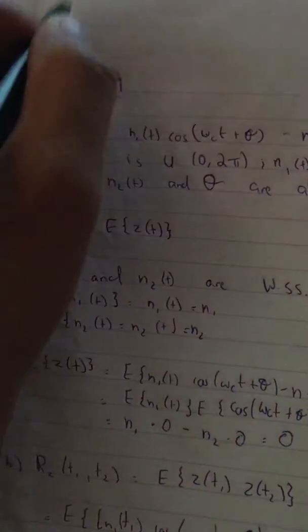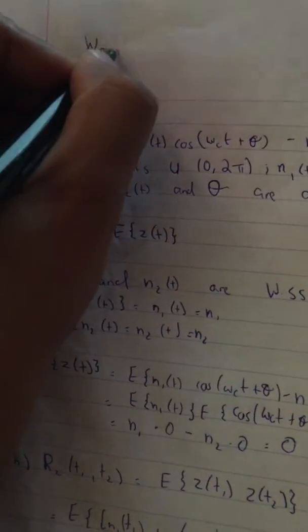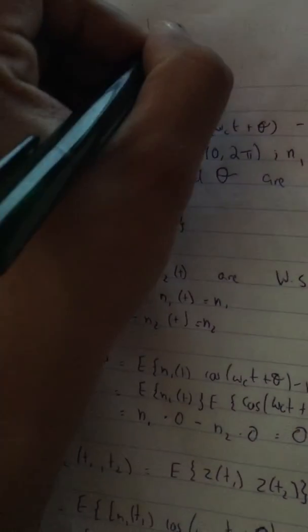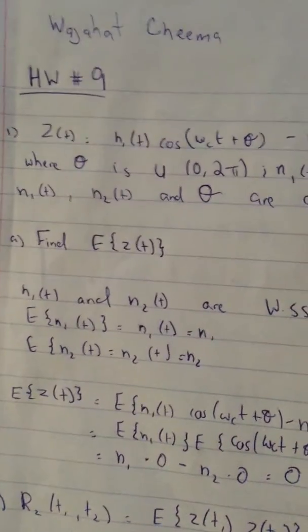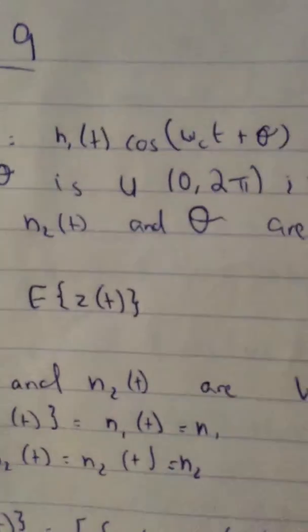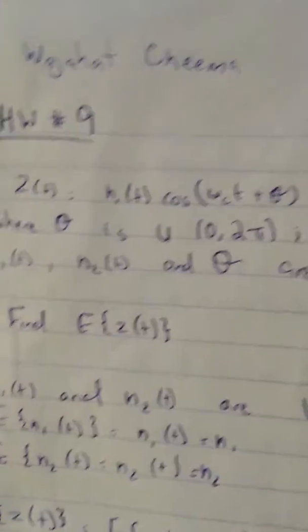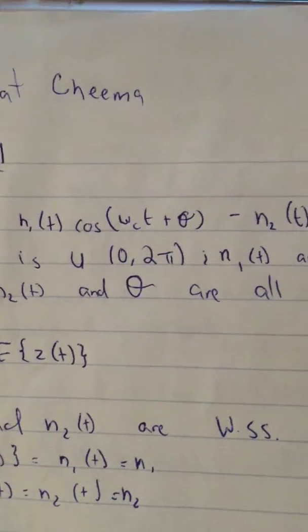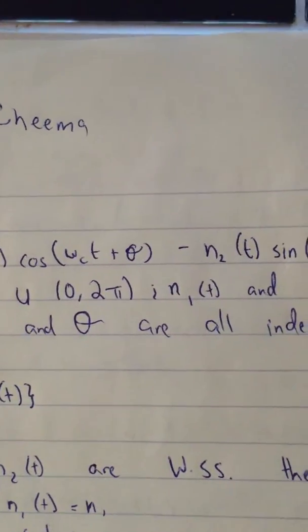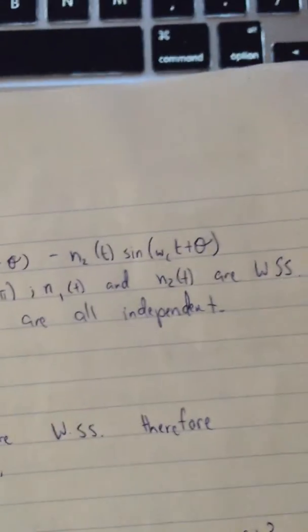Okay, so my name is Wajahid Chima, and this is homework number 9, question number 1. So we're given z of t equals n1(t) cosine(omega_c t plus theta) minus n2(t) sine(omega_c t plus theta).